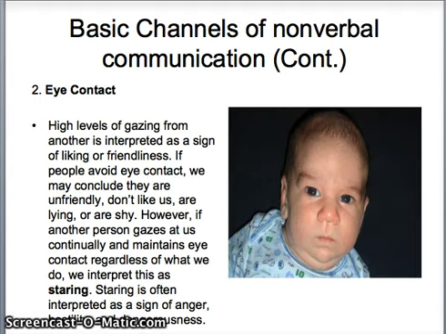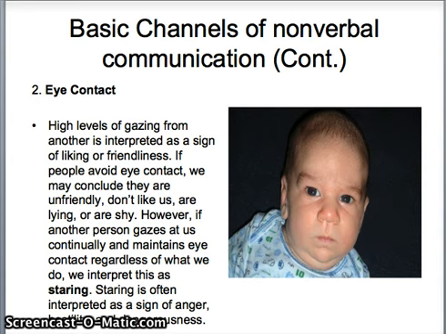Eye contact is another channel of communication we use to try to figure out what another person's underlying attitudes or emotions are. Often, we interpret a high level of gazing as a sign of liking or friendliness. It would be pretty strange to have a conversation with a friend and not make any eye contact or to avoid eye contact. In fact, when people try to avoid eye contact with us, we often conclude they are unfriendly, trying to lie, being evasive, or that they're a timid or shy person.